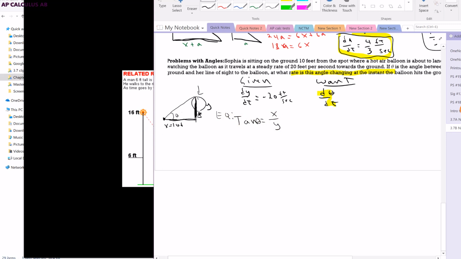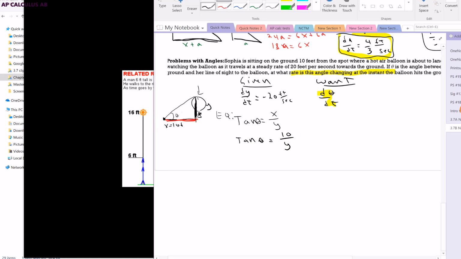And we want to know d theta/dt, which means I need to take the derivative of this with respect to time. Before we do this, it's easier to think, are any of these constants? That way I can avoid the quotient rule on this x over y. So think about, are any of these things constant, not changing at all? Well, think about this distance right here. Is that changing? No, because she's just sitting there. So in this case, I can replace x with 10. Why? Because it's not changing. It will be 10 the entire time.